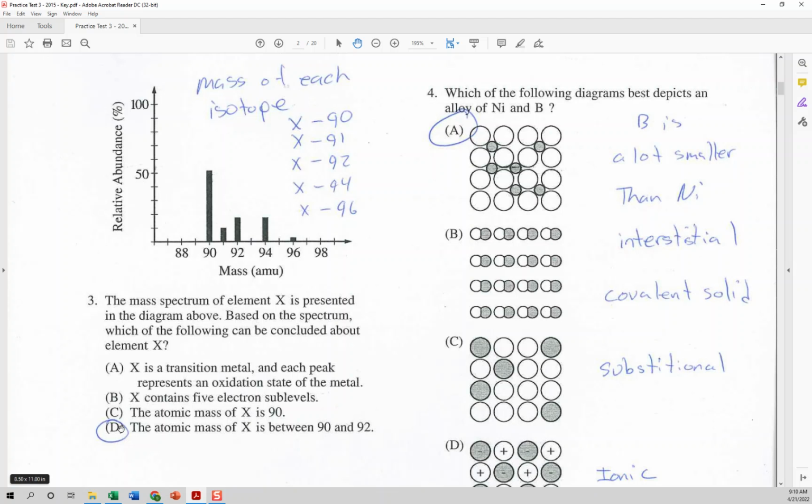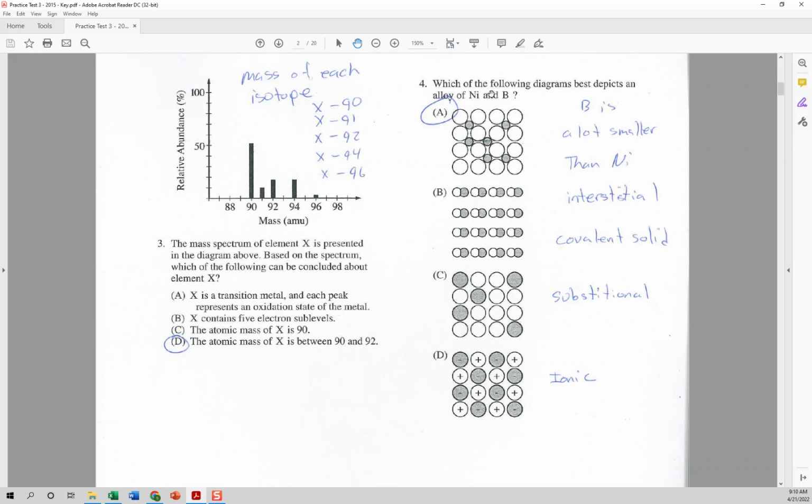So it's either going to be C or D. We know the average atomic mass isn't going to be 90. It would only be 90 if this spike was 100% and we didn't have any other spikes. So it's got to be D. We've eliminated A through C. It's got to be D. And yeah, so the mass is going to be between 90 and 92. It's not going to be up here because these are less abundant than these. All right, so that's kind of an easy one.